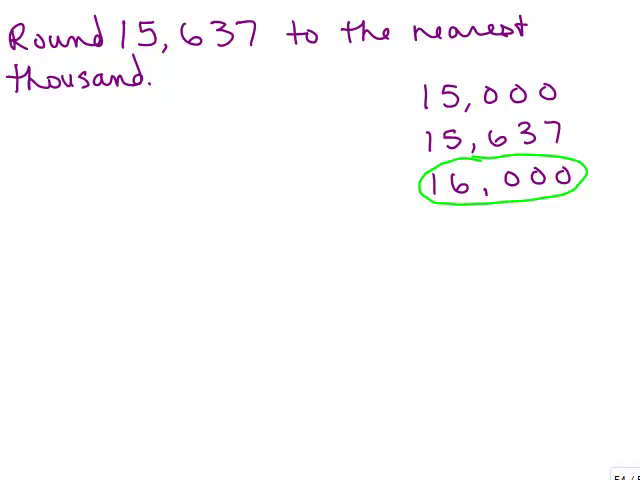Now, sometimes it's directly in the middle. If it's directly in the middle, we always round up. We go to the next value up. Okay, so how could we do this? What's a method for doing this?